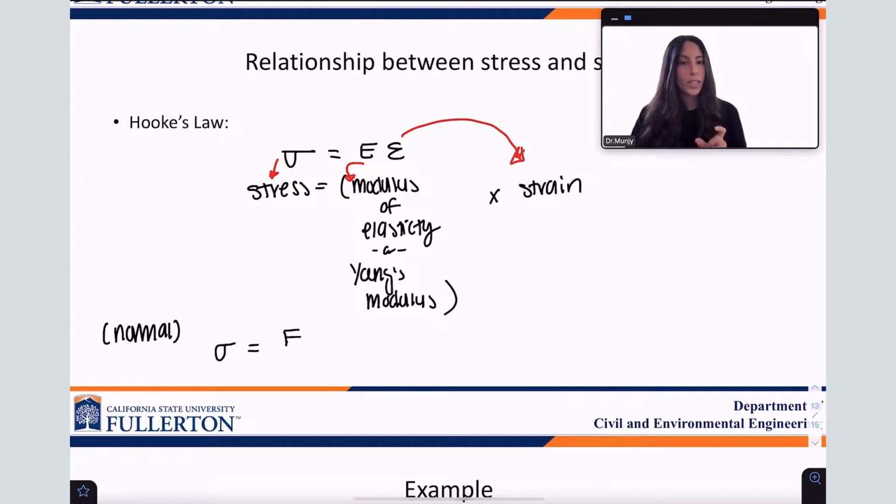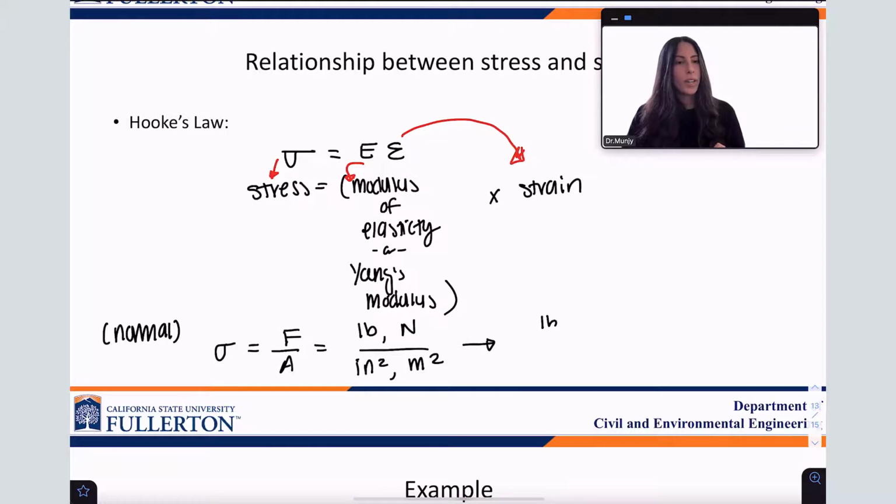We have normal stress sigma is equal to force over area. So let's just figure out what these units would look like if we're in US customary and SI. US customary, we'd have pounds and inches, so pounds for force, inches squared for area, and SI we'd have newtons and meters squared for force and area respectively.